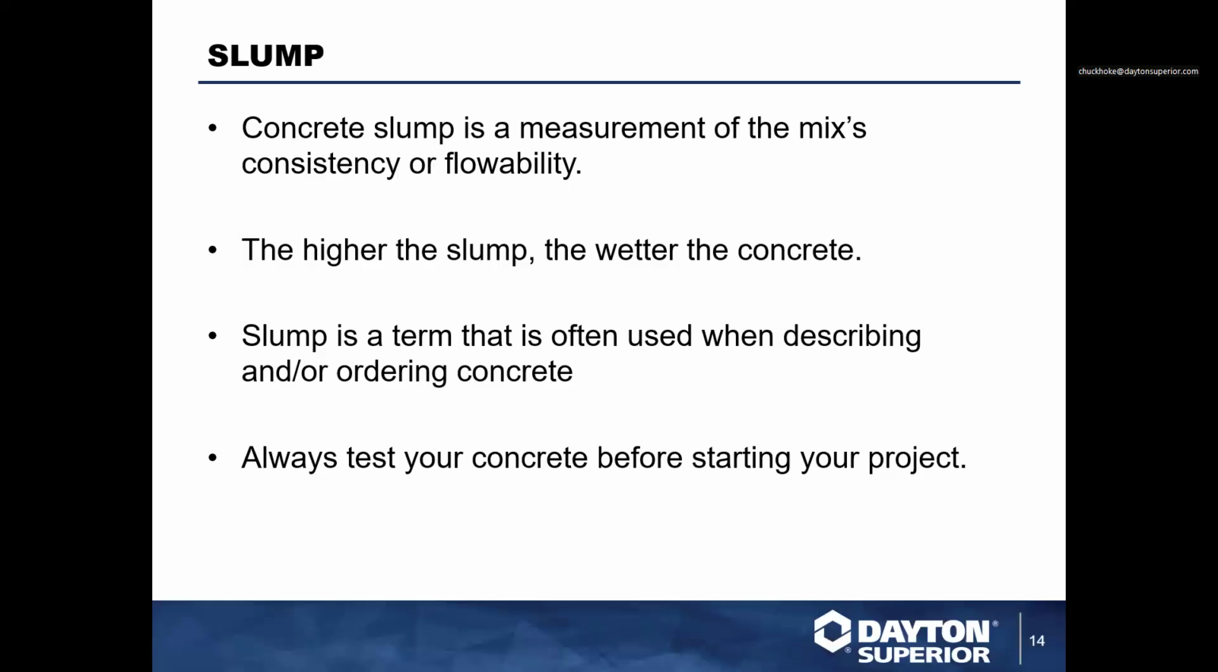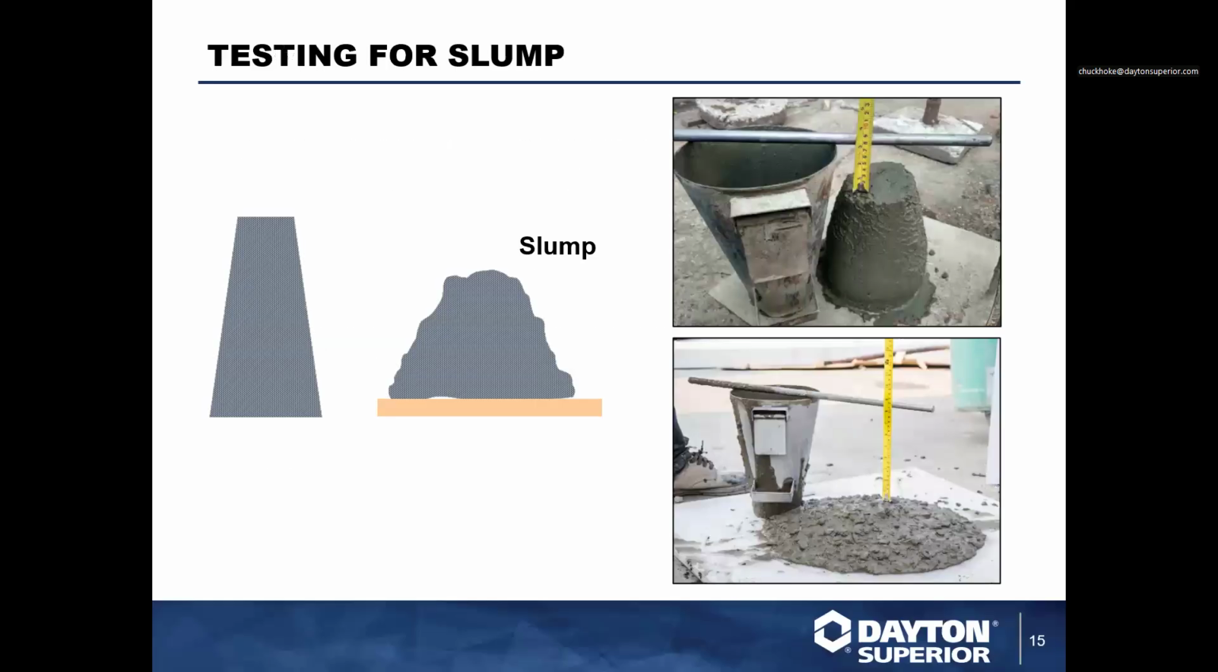So slump is actually a term used when describing or ordering concrete. Typically, you're going to see anything from a 4 to 6 inch concrete slump for concrete walls, and actually a 5 to 7 mix design slump for flat slabs. And that can vary based off of different components that are being put in the concrete mix itself.